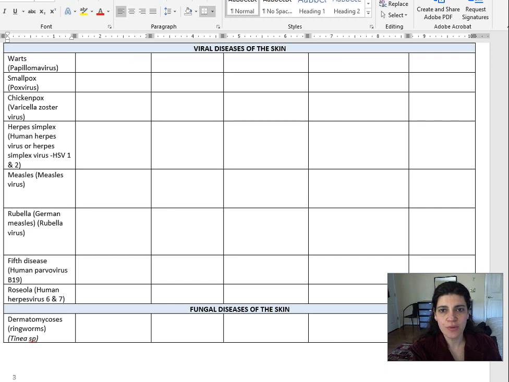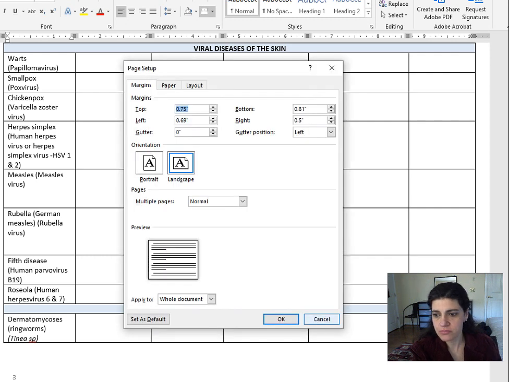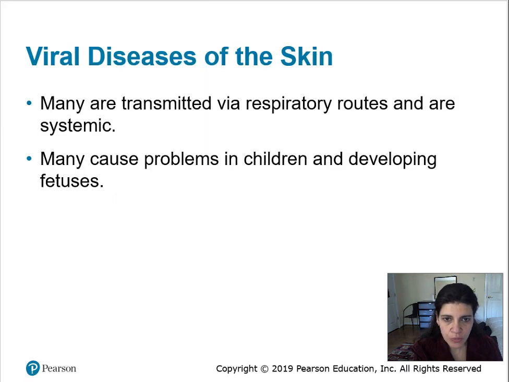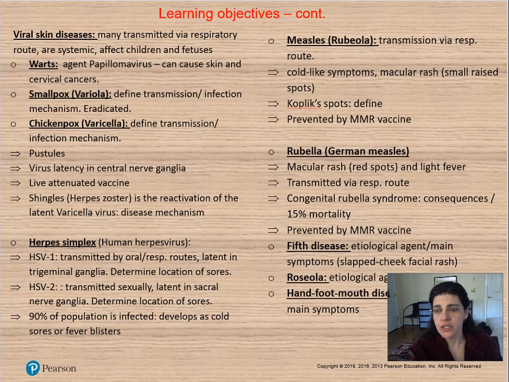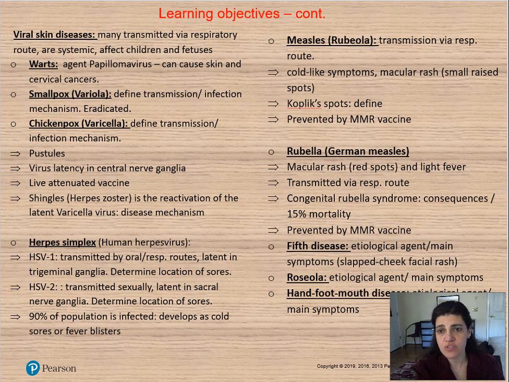Okay, so going back to where we were. We're going to talk about diseases that are transmitted by contact, for example, warts, herpes simplex, hand, mouth, and foot, and diseases that are transmitted by the respiratory route, even though they show a symptom in the skin, which are smallpox, chickenpox, measles, rubella, fifth disease, and roseola.